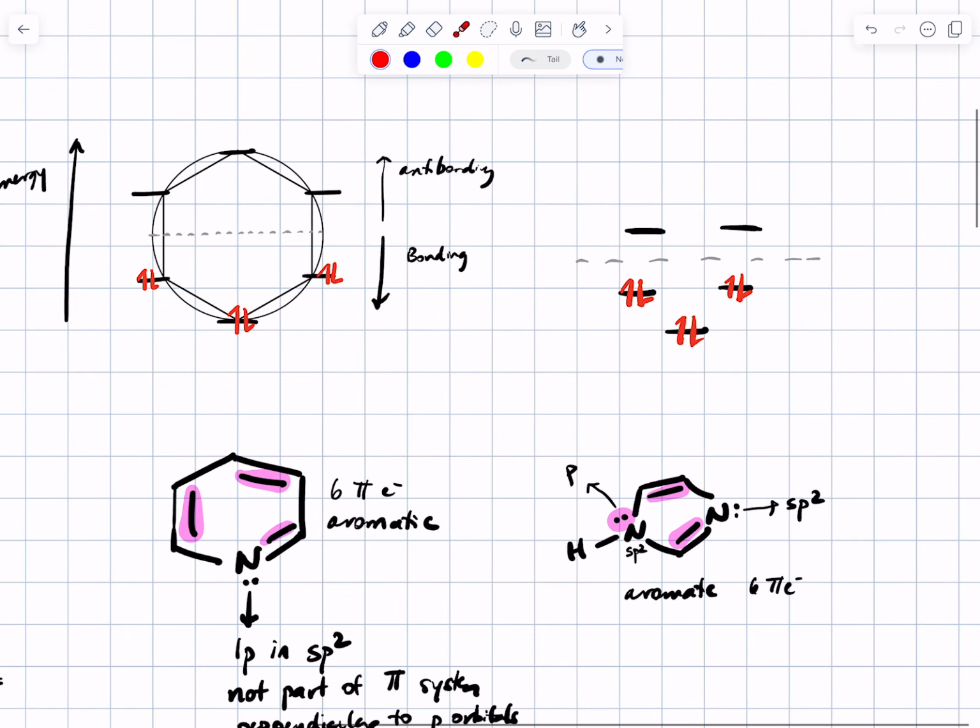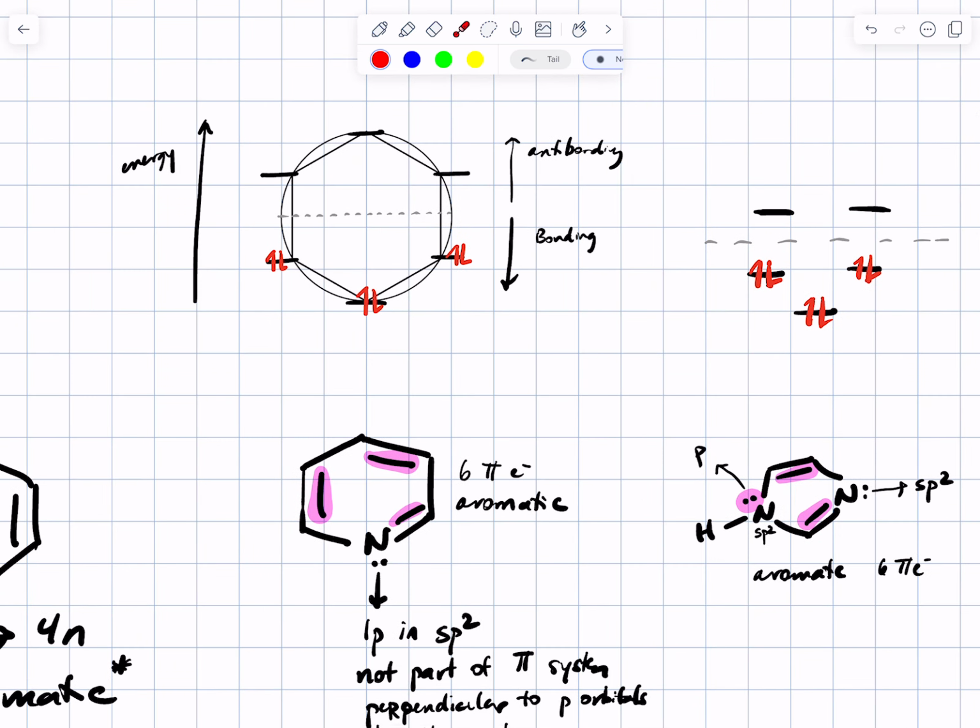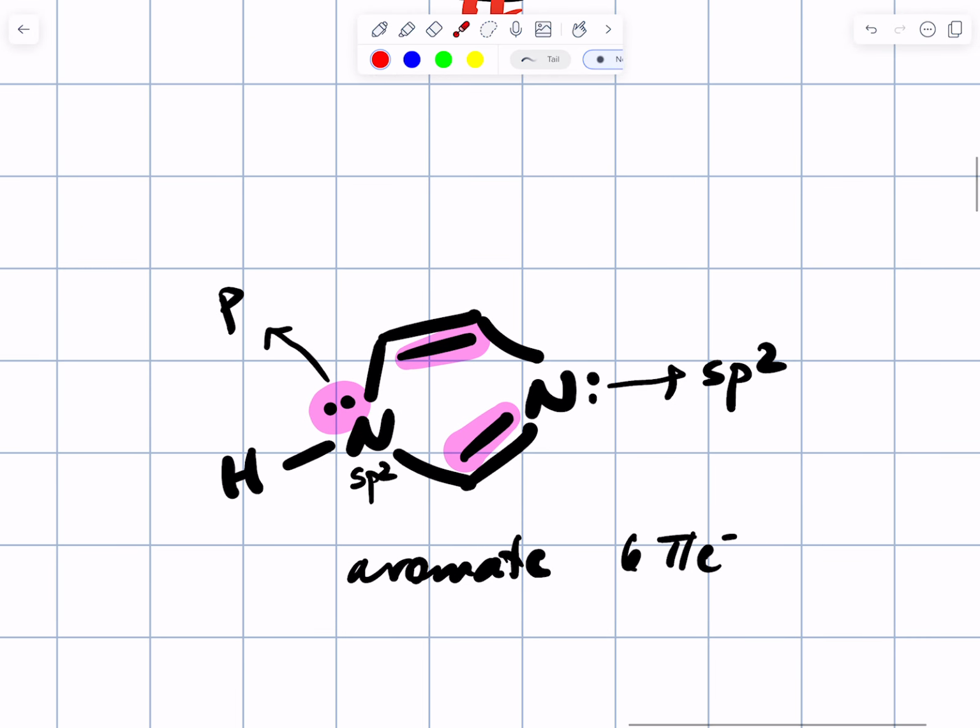Yeah? Why is it that the lone pair on one nitrogen counts and on the other nitrogen doesn't count? Yeah, so when dealing with heteroatoms, this is tricky. How do you know whether something counts or not?